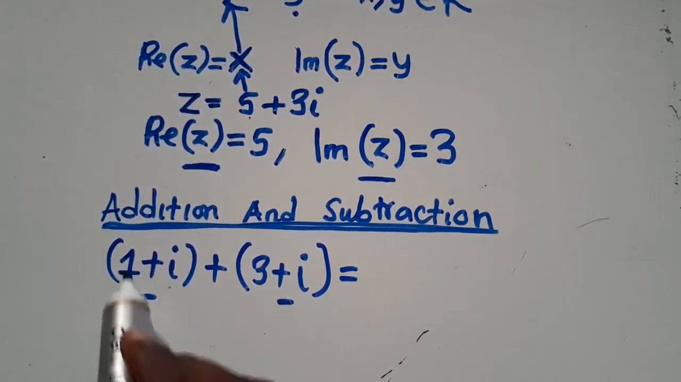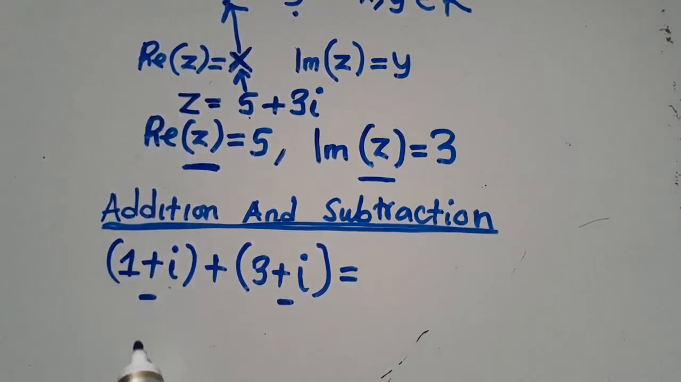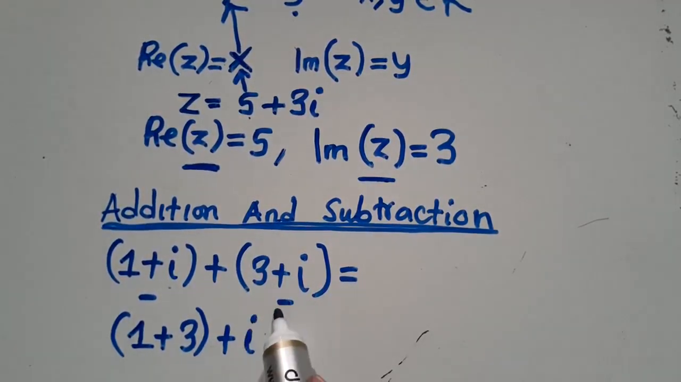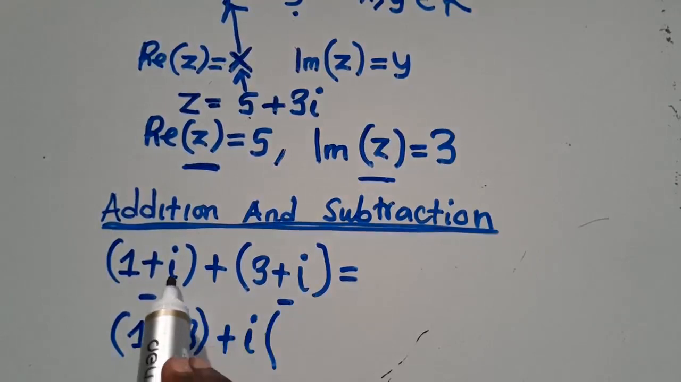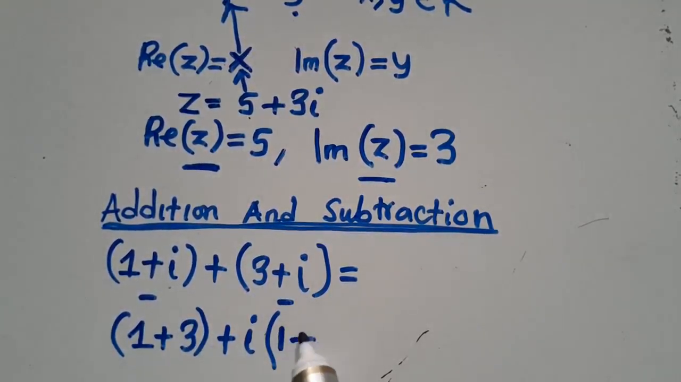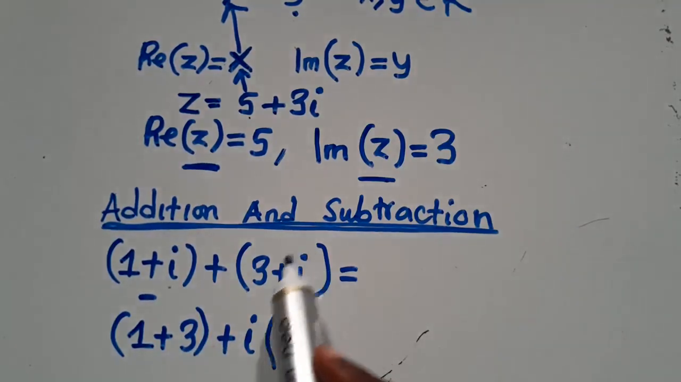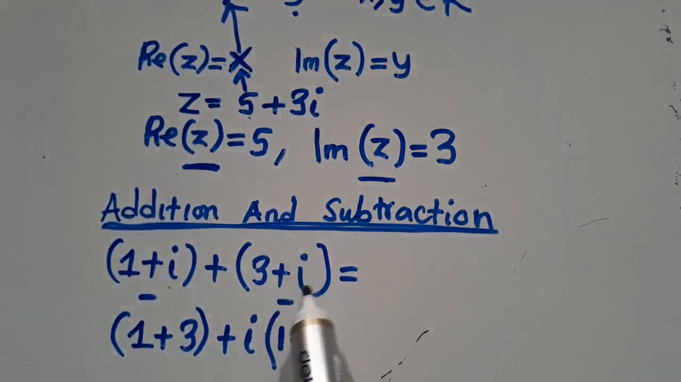The real part in this case is 1. I say 1 plus, in here, the real part is just a 3. Then I maintain the sign, I say plus, the i outside. What is the imaginary part on this side? The coefficient there is 1, plus, I do this. What is also the imaginary part here? The coefficient there is 1 like this.